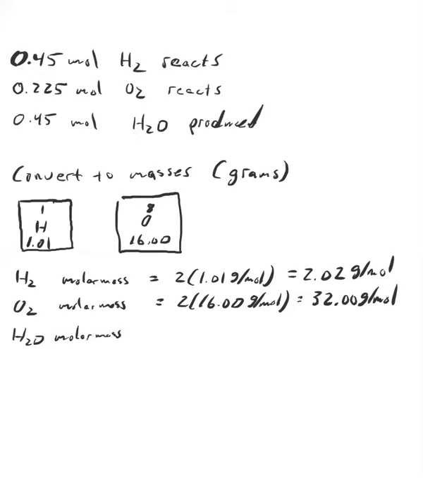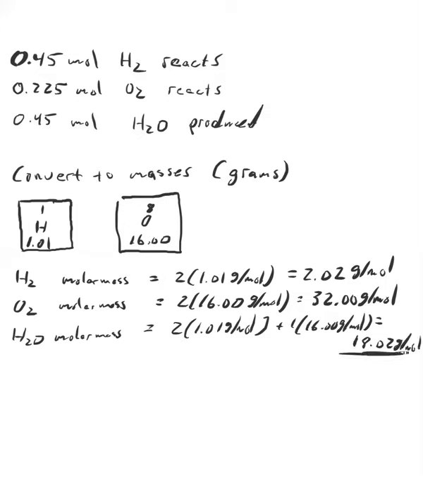When you do these, you start memorizing them. You start knowing them for sure. Hydrogen's 1.01, and then oxygen is 16. So you get 18.02. Okay, so those are our molar masses.